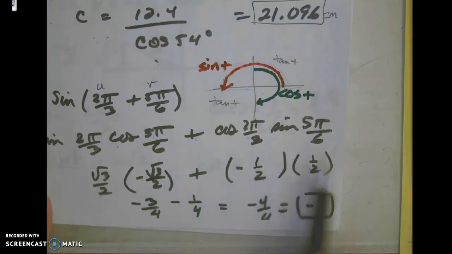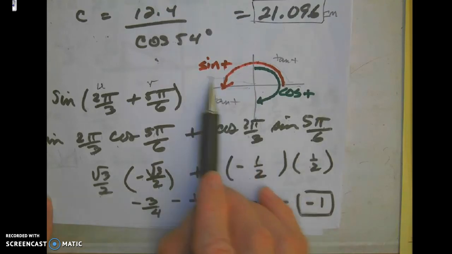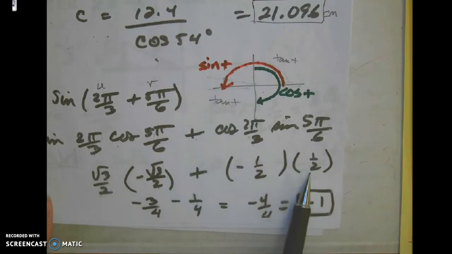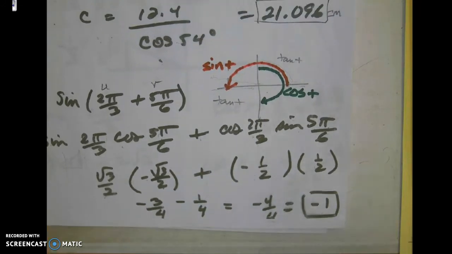And then finally, we have 1/2 for sine of 5 pi over 6, because 5 pi over 6 sits right about here, and that's going to be a positive value. And then I multiply out my values, add them, and I get my answer.